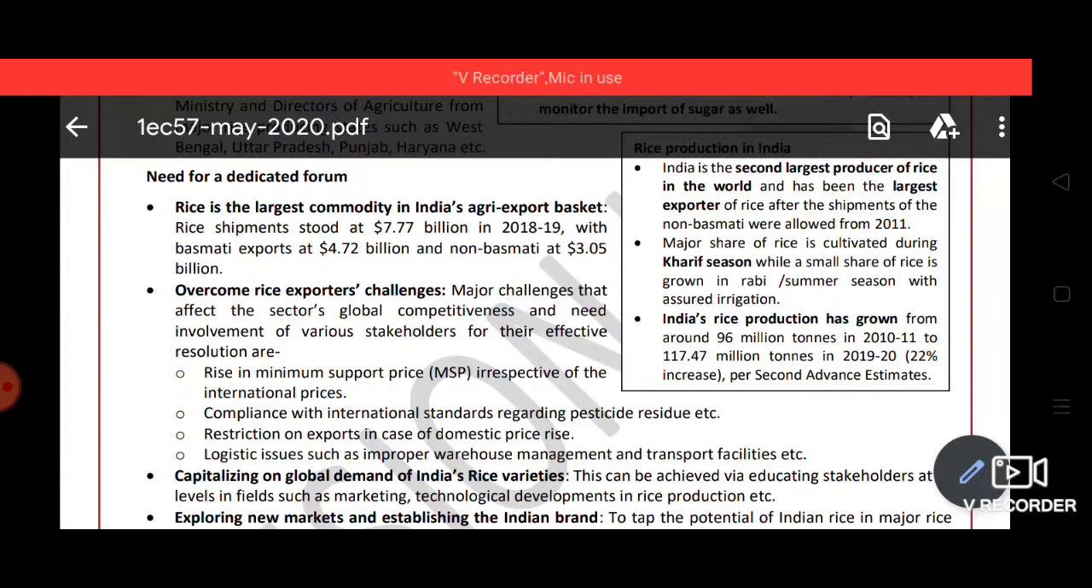First is rise in the MSP. So once the MSP is increased, our farmers won't get a chance and will not be able to sell at a higher price, and then it can't be exported. Second is compliance with international standards. So very high standards internationally. Third is restriction on exports in case of domestic price rise. So government tries to control the prices. And finally, logistics, warehouse and transport facilities. So that's the second issue.